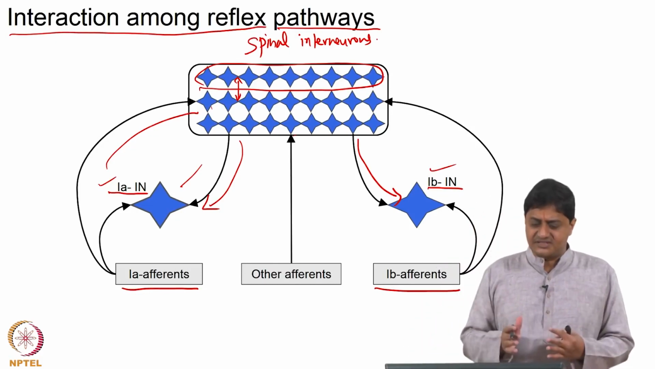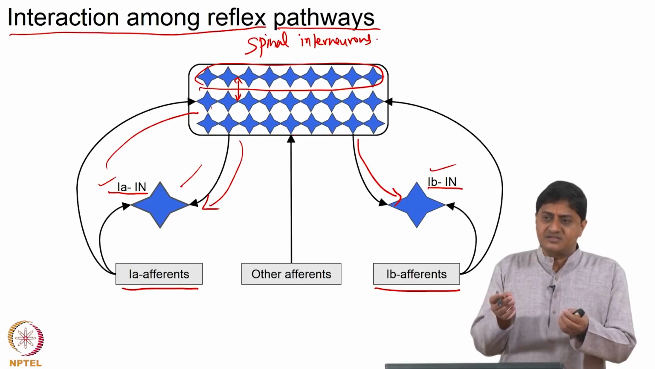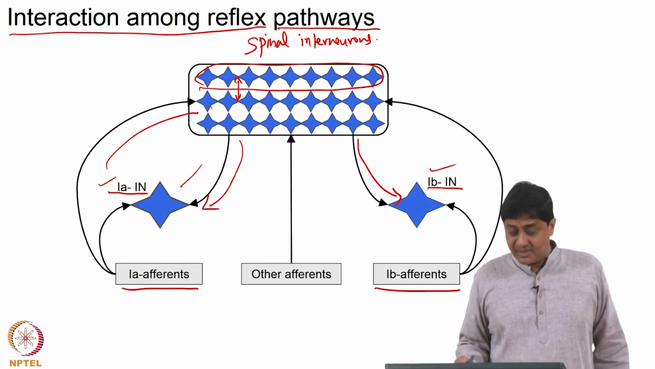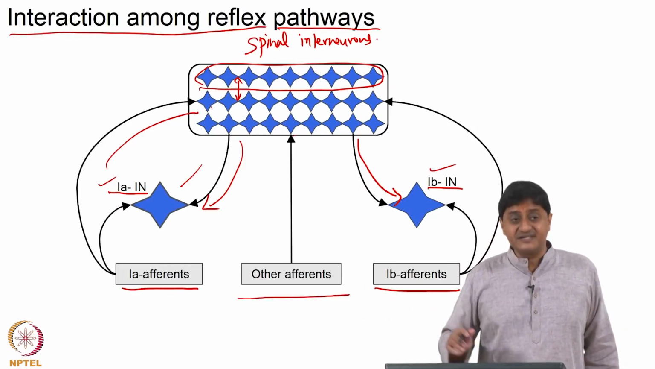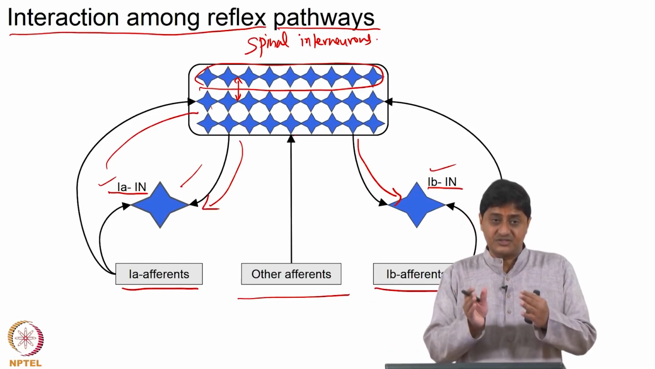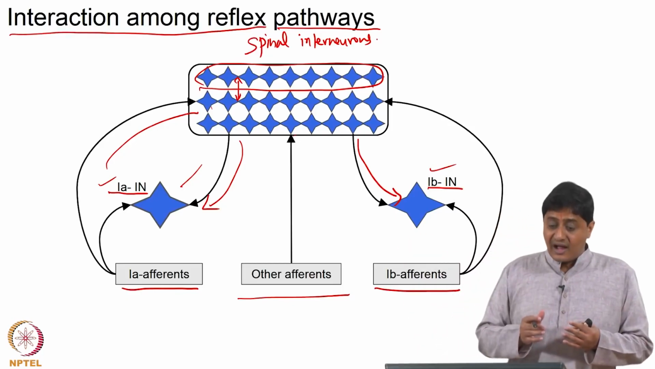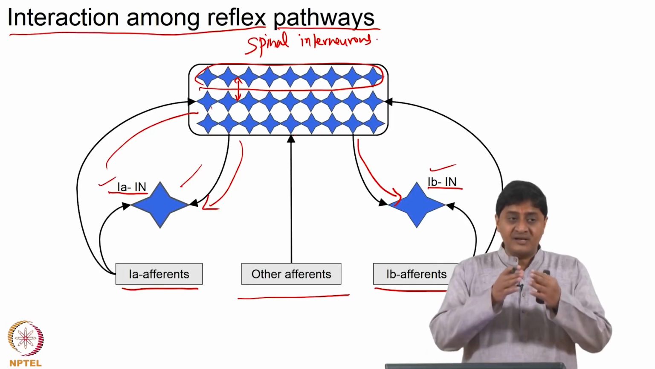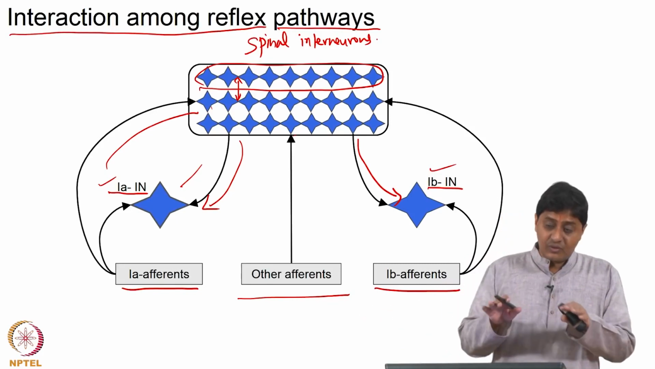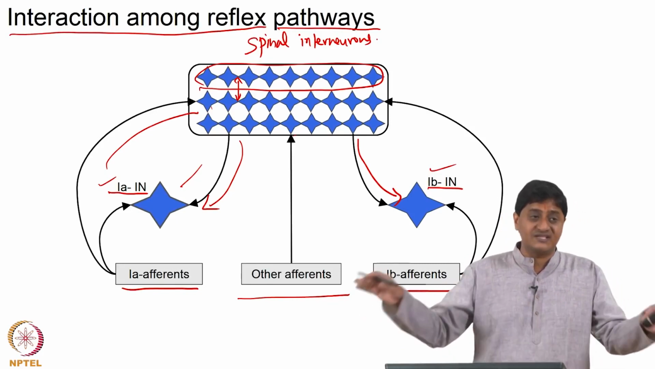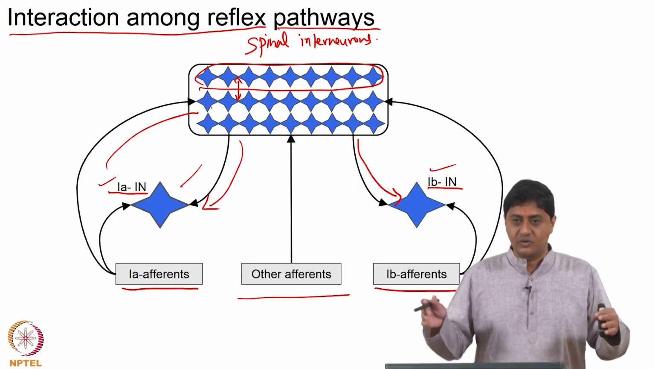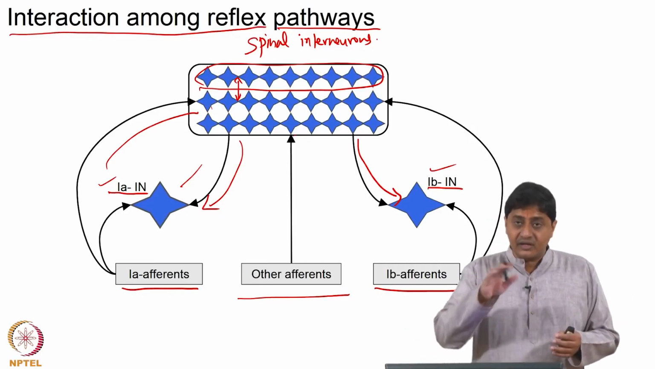There is convergence, that means a neuron or a set of neurons receive inputs from multiple sources. So, let us remember 1A afferents and 1B afferents are different sources, other afferents is a different source. So, a neuron or a set of neurons can receive inputs from multiple sources. So, information converges there, and also information or commands can diverge, they can go to two different muscles. Sometimes they can go to two muscles on two sides of the body, which is very weird, because the control pathways are very different. So, it can cross over to the other side.